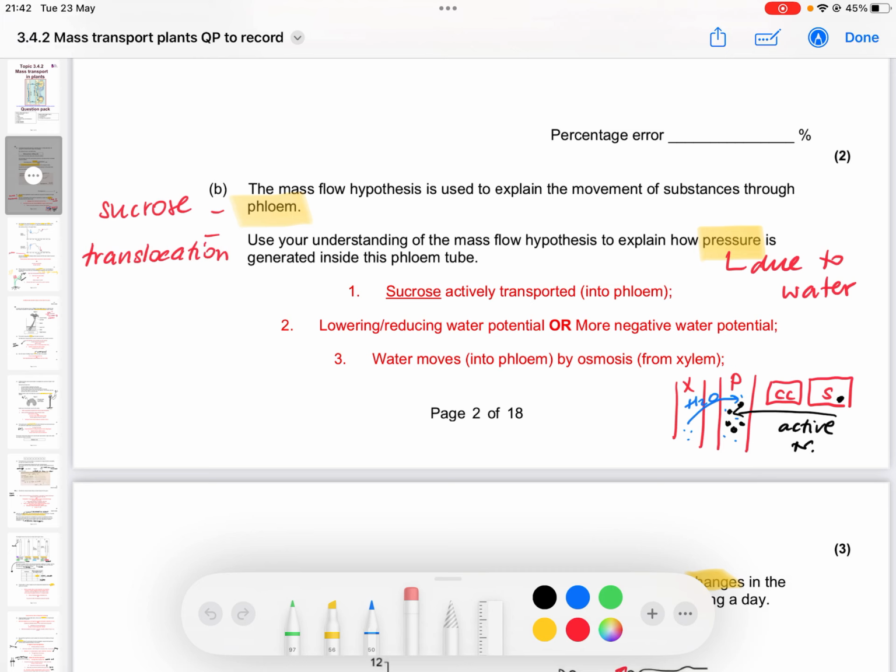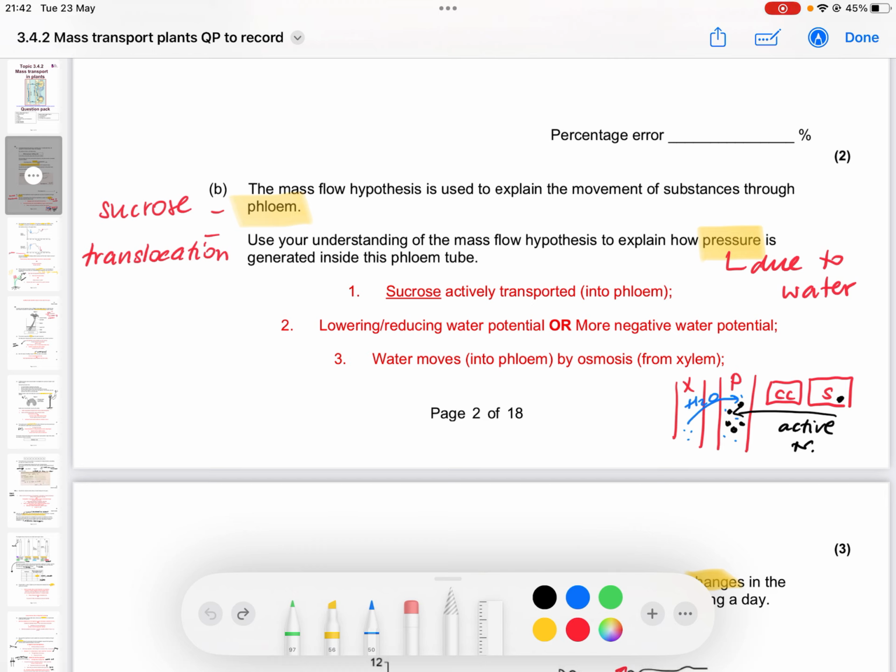Finally, the next question was asking to use the understanding of the mass flow hypothesis to explain how the pressure is generated inside the phloem. So remember, phloem transports sucrose, and to transport sucrose we do it through the process of translocation, and anything to do with the pressure is using the fact of the water entering from the xylem.